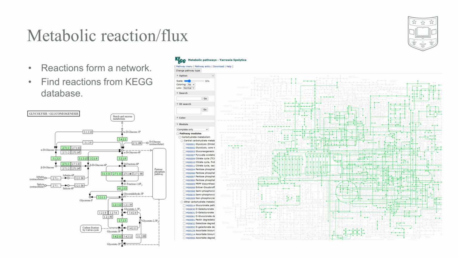By using tools like KEGG, researchers can analyze metabolic flux, the flow of metabolites through these pathways. This insight is crucial for applications like metabolic engineering, where optimizing flux can lead to higher yields of desired products or enhanced metabolic efficiency.